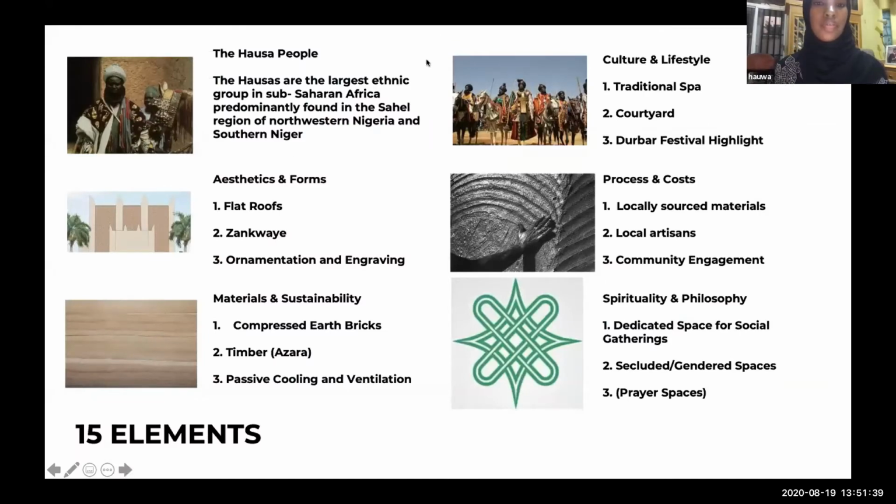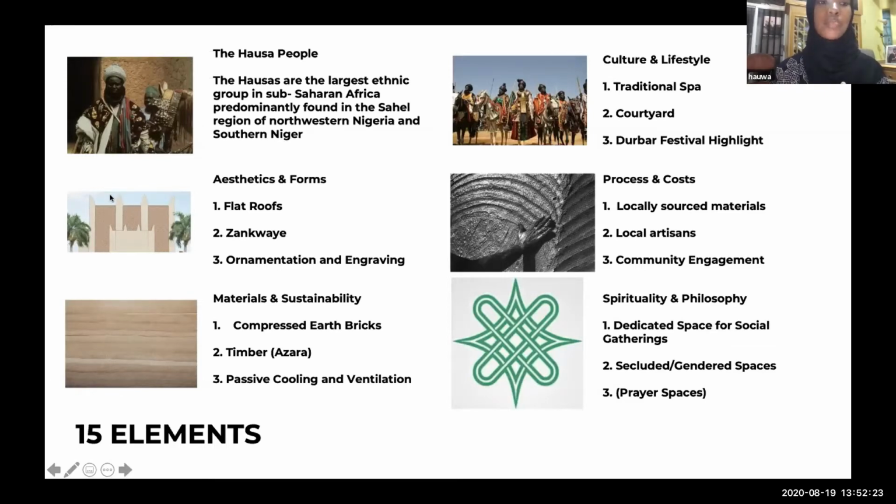So going through my 15 elements for aesthetics and forms, even though, like we've talked about before, Hausa architecture is recognized by its flat roofs, this also depends on the location. Sometimes you would have flat roofs, sometimes you would have domed roofs. But for this location, since I am located in Kano, which has relatively low rainfall, I decided to go with flat roofs.